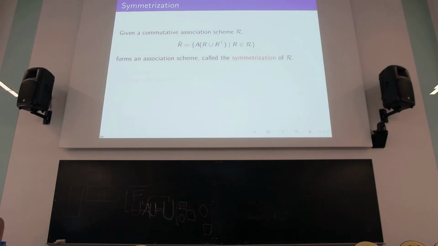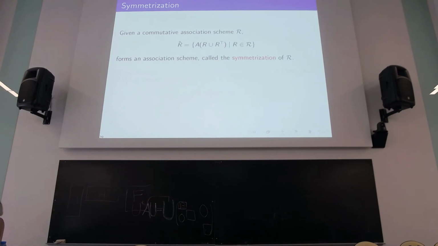So we are mixing the notation; that A shouldn't be here. You just take the union of all relations. If R is already symmetric, then R union R transpose is nothing but R. But if R is not symmetric, then R and R transpose are disjoint, and the union forms another relation which is symmetric. You collect them all, and you get a partition which is coarser than the original association scheme, and it is called a symmetrization.